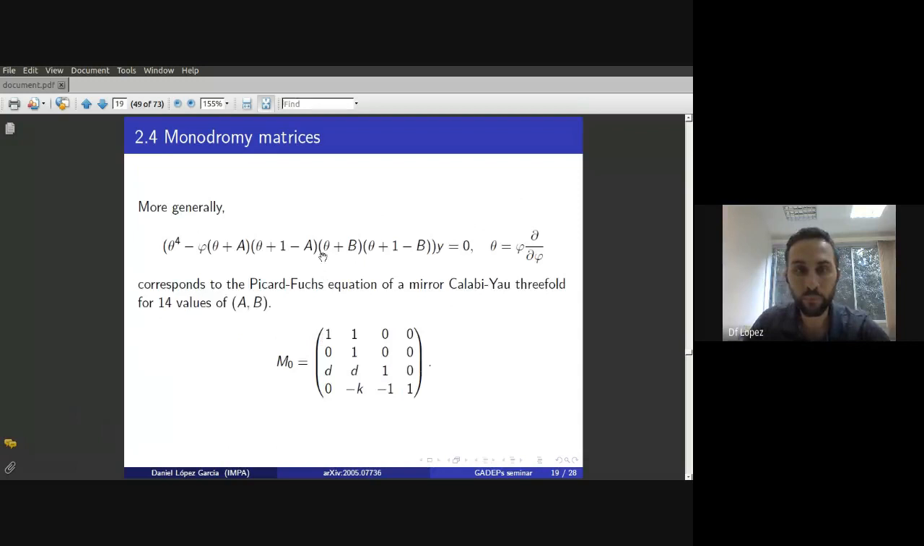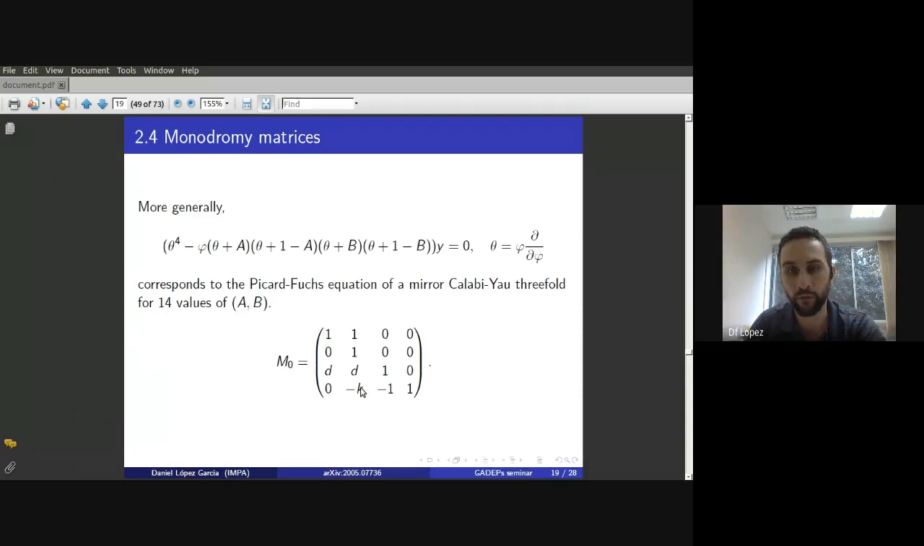More generally, we have this differential equation, again theta to the 4 minus the parameter times these factors with a and b. For 14 pairs of numbers a and b, we have 14 examples of mirror Calabi-Yau threefolds. For example, in the previous case, a was 1 over 5 and b was 2 over 5. For this differential equation, Doran and Morgan also compute the monodromy matrices, and M1 is the same as the previous one. The general M0 is this, with these values d, d, and k. In the quintic case, d and k are equal to 5.